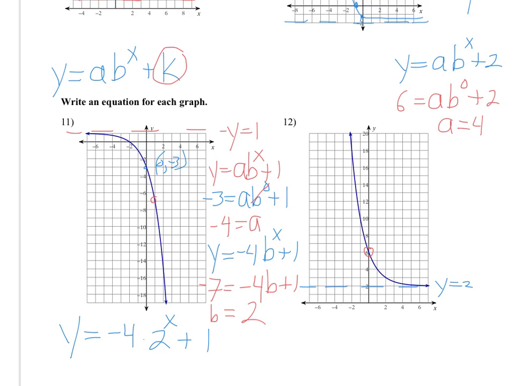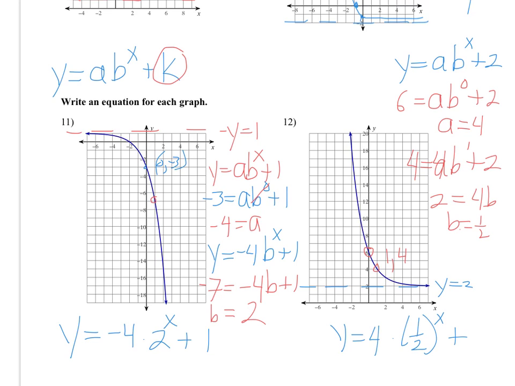Next thing we do is look at another point. I've got a point (1, 4), and that's going to give us 4 is equal to 4b to the 1 plus 2. In other words, 2 is equal to 4b. b is a half. And based on this being a decay graph, that makes sense. Putting it all together, y is equal to 4 times a half to the x plus 2.